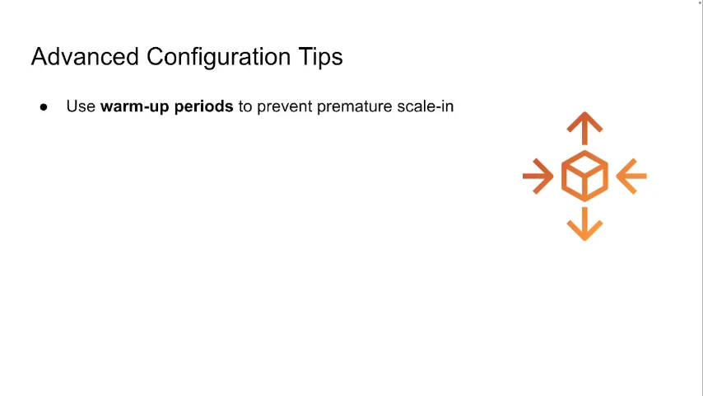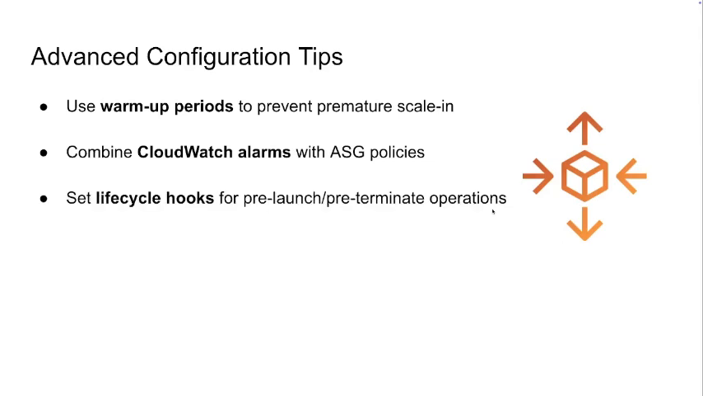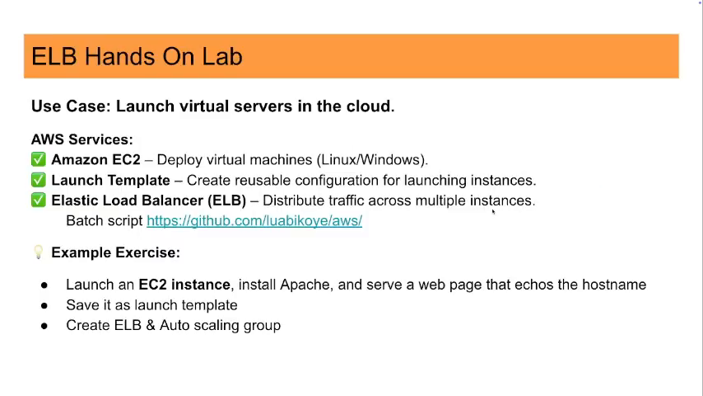Advanced configuration tips: use a warm-up period to prevent premature scaling. You can combine CloudWatch alarms with ASG policies, and set lifecycle hooks for pre-launch and pre-terminate operations. We'll look at CloudWatch alarms in other videos, but this is how you monitor activities within your AWS resources.